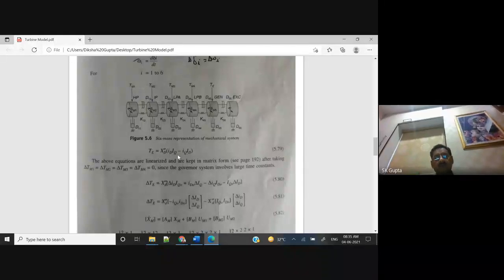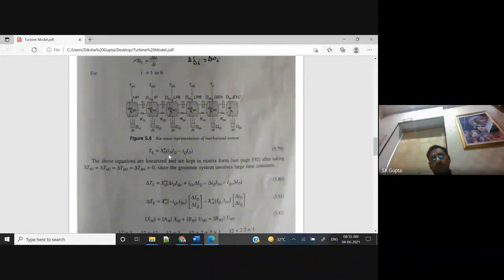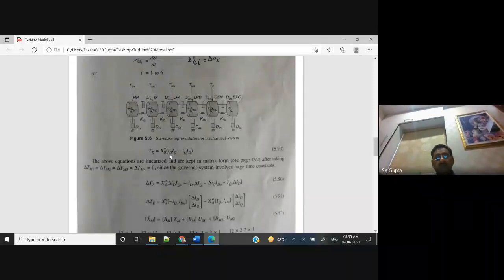We will describe this again while describing the generator model. I will just tell you ID is equal to this, small i capital D. This is the direct axis component of the current. Direct axis means referred on the stator side.